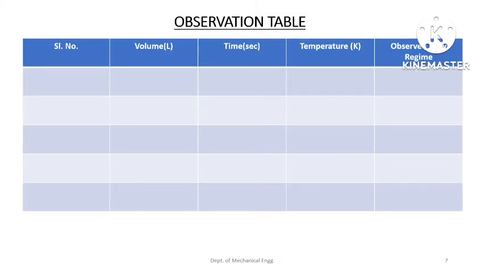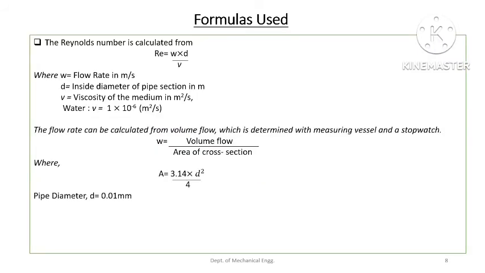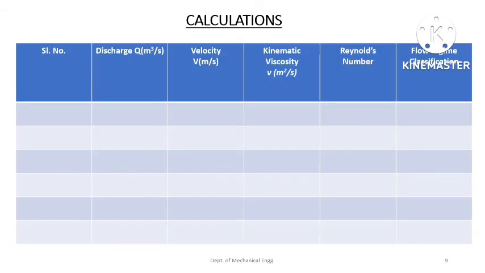This is the observation table where we need to note the readings mentioned before, and these are the formulas which we will be using. Based on the readings and formulas mentioned before, calculate the discharge, velocity and Reynolds number. The kinematic viscosity depends on temperature of the discharged water, which is obtained from heat and mass transfer data book.